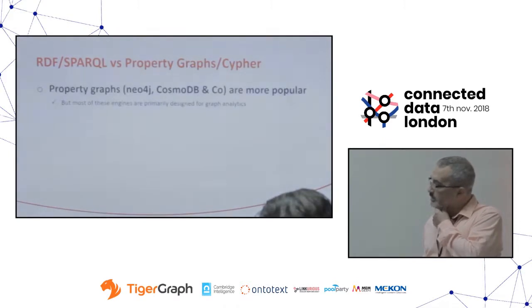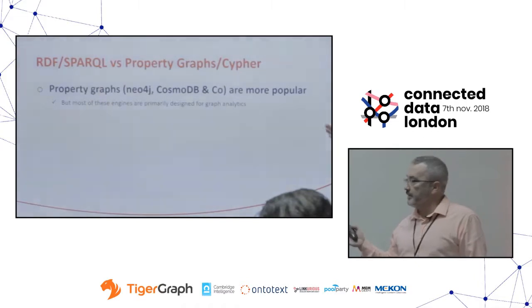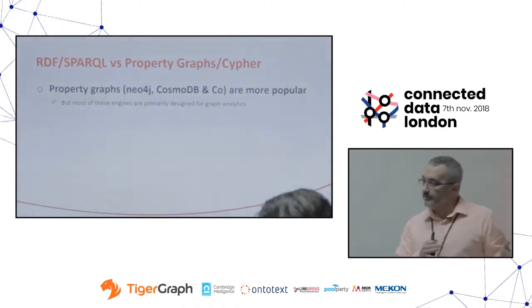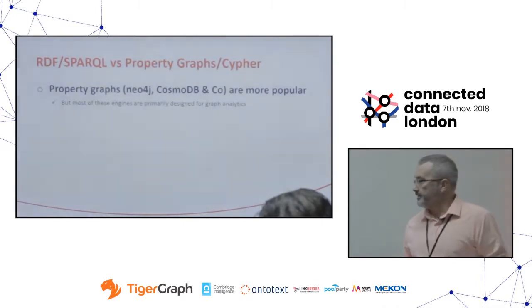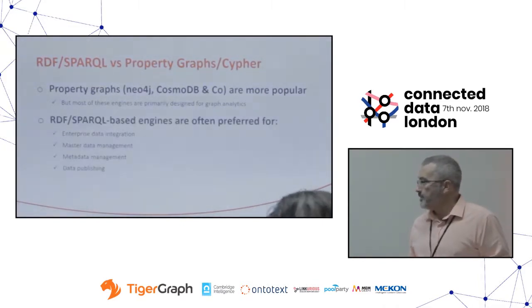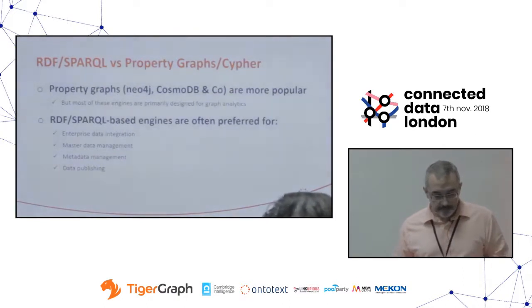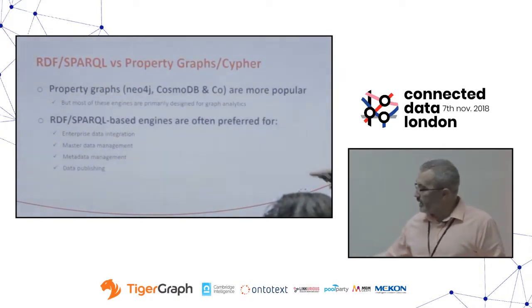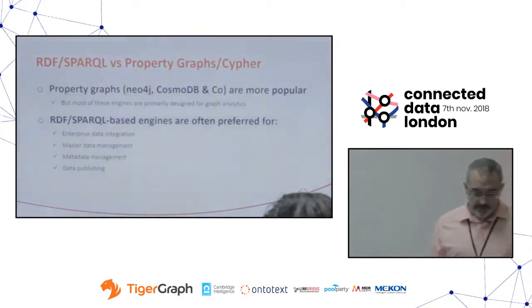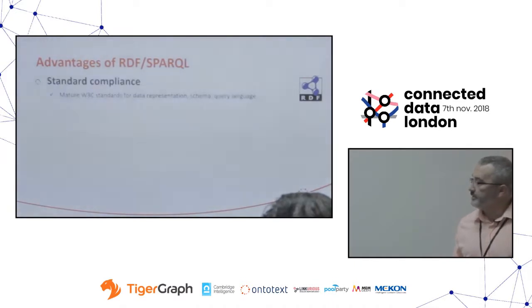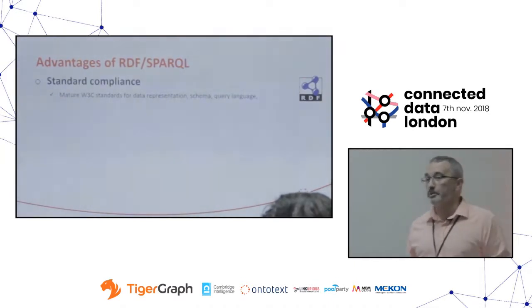in publishing media. And there are reasons why people prefer RDF, SPARQL and the related technology stack compared to property graphs and Cypher. The major reasons are that for scenarios like enterprise data integration, master data management, metadata management, data publishing, RDF does have a number of advantages. The most obvious one being standard compliance.